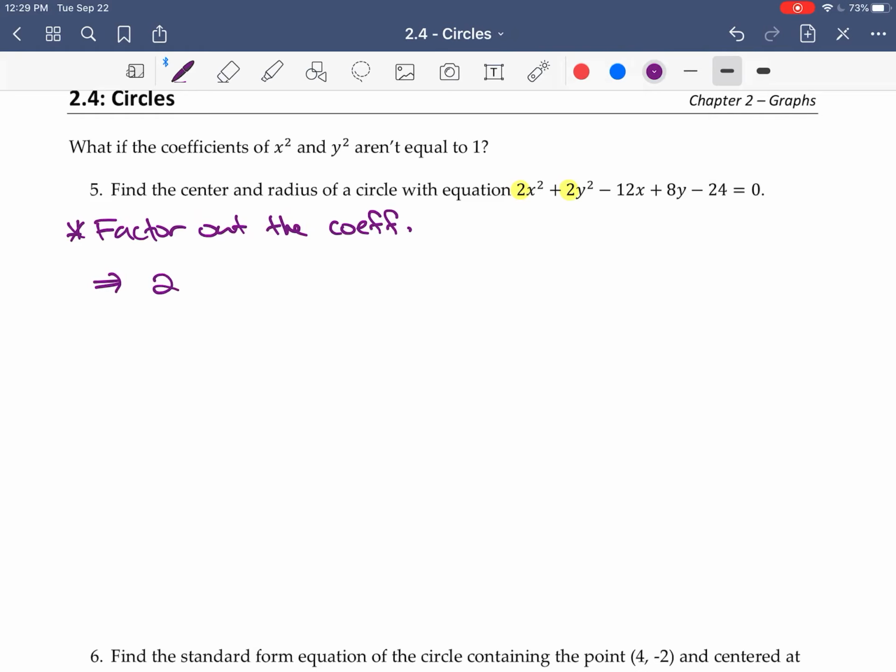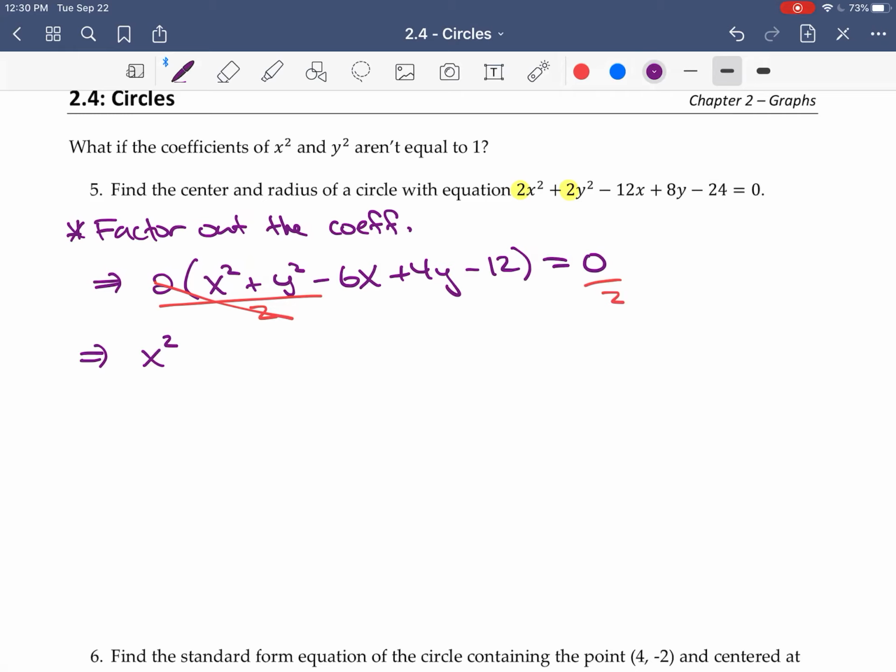Okay, so that's going to be 2 times (x² + y² - 6x + 4y - 12) equals 0. So I took out 2 from everything, and now I can divide both sides by 2 to cancel it on the left. So I get, putting the x's together, x² - 6x + y² + 4y - 12 = 0, because 0 divided by 2 is still 0. And now what we want to do is complete these squares.